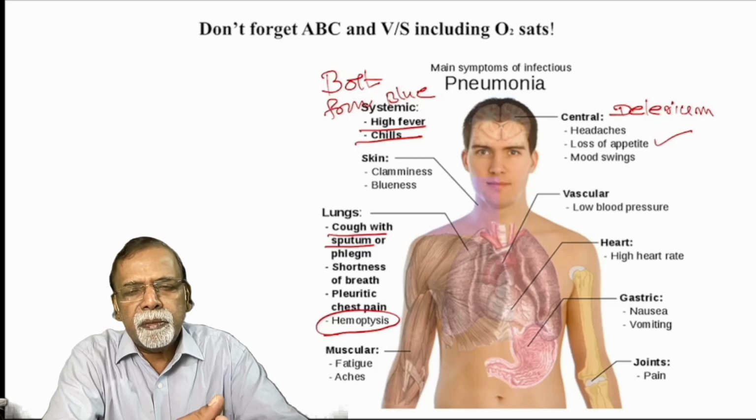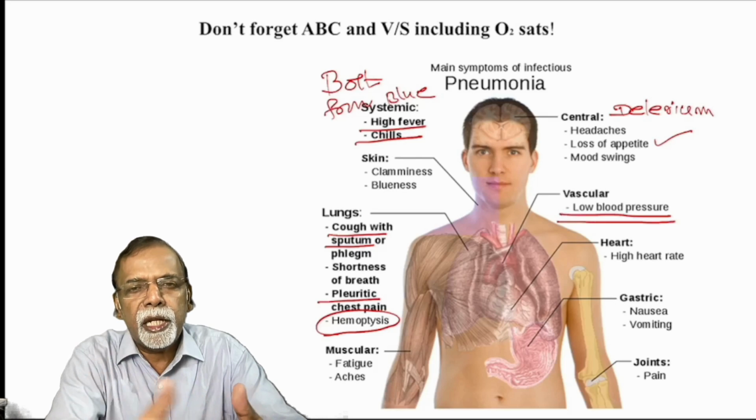Patient can have aches and pains. They may come with vascular collapse. Hypotension may be the presentation. It may affect the central nervous system, can have headache and may come with a delirium. This is especially common in elderly.